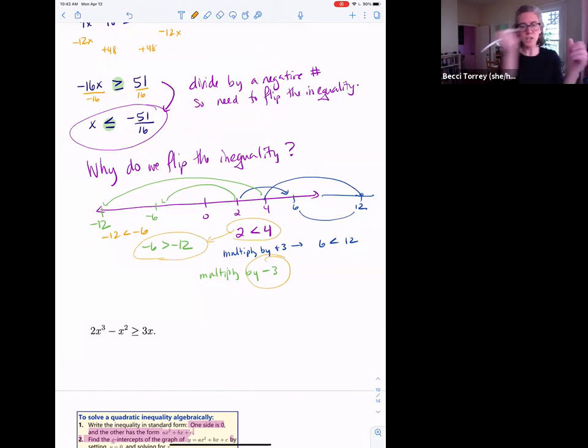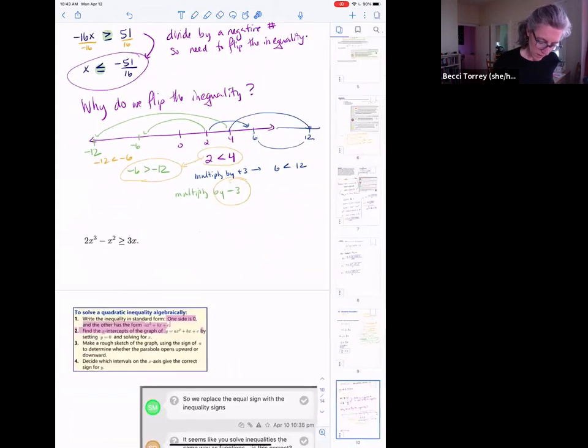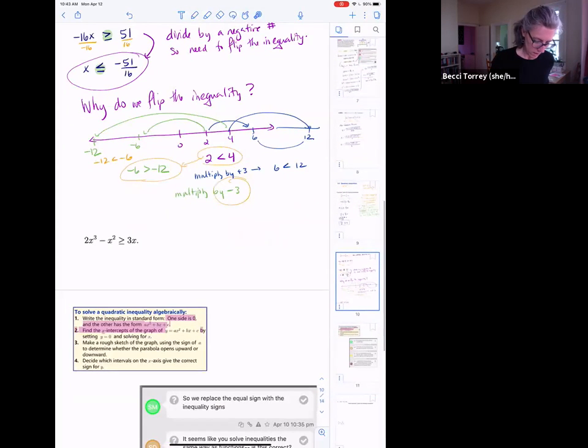because they change their relationship to each other. -12, the absolute value of it is bigger, but -12 is a smaller number than -6, right? If you owe $12, you're more in debt than if you owe $6. Okay, so that's what happens with our inequalities there.